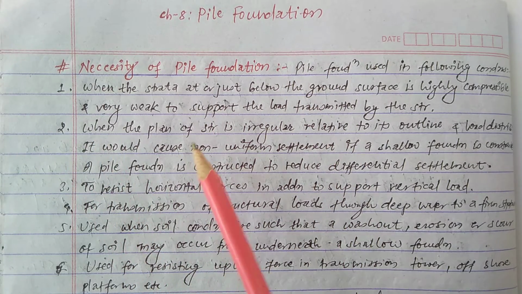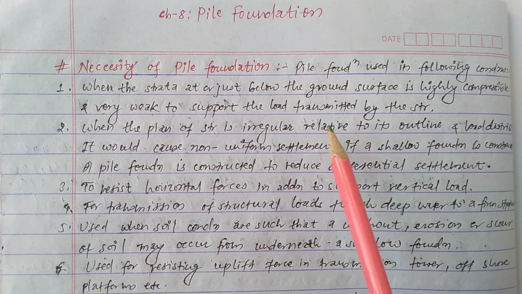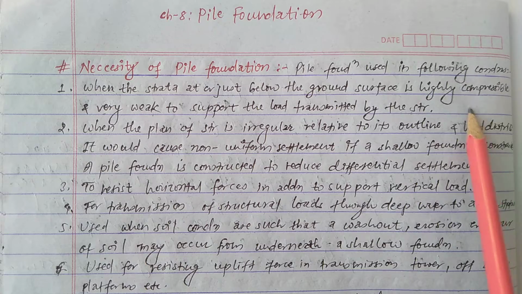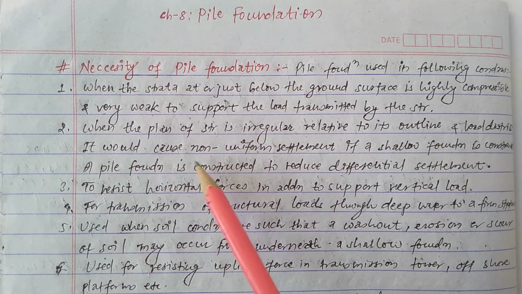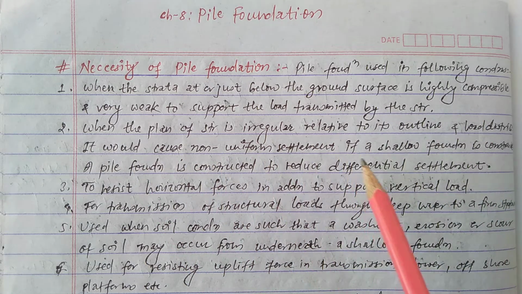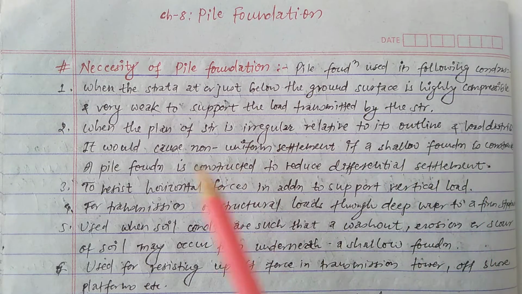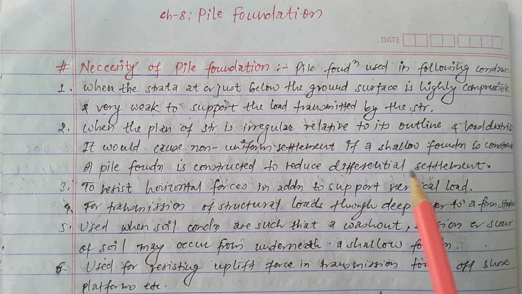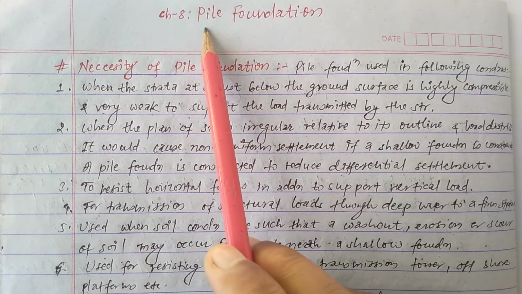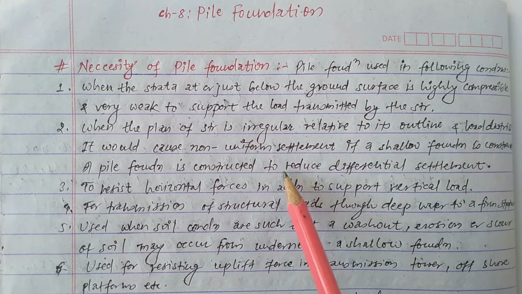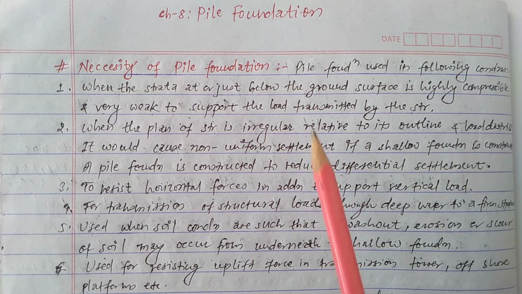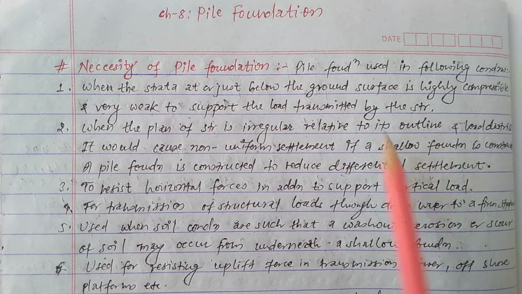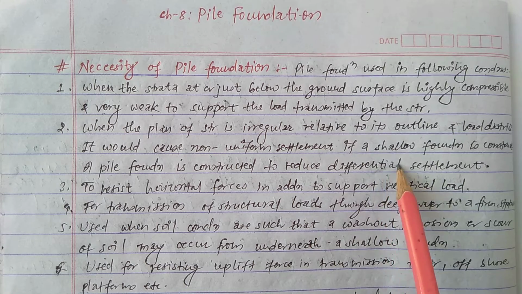Second, when the plan of a structure is irregular relative to its outline and load distribution, it would cause non-uniform settlement if a shallow foundation is constructed. A pile foundation is constructed to reduce differential settlement. The main reason for constructing a pile foundation is to reduce differential settlement.